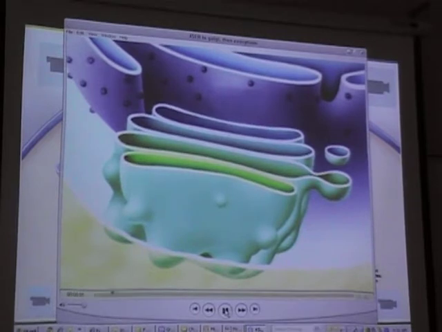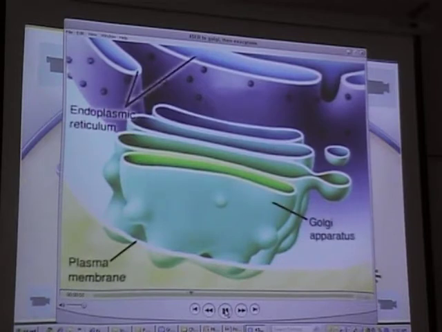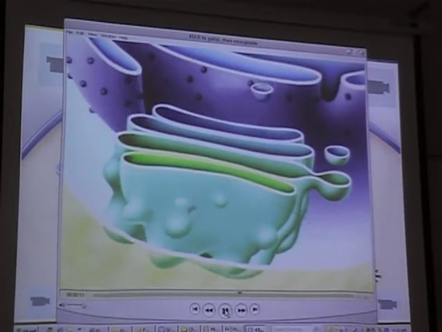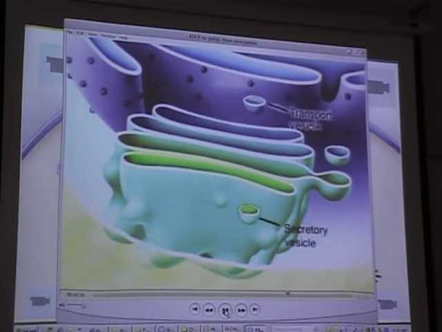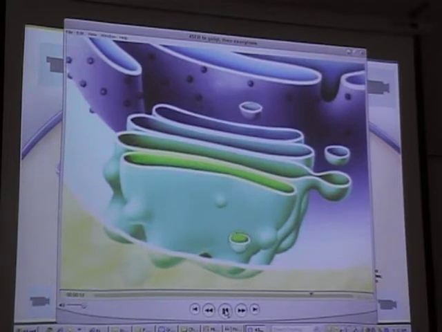The endomembrane system consists of the endoplasmic reticulum and Golgi apparatuses. Vesicles pass from one part of the endomembrane system to another, and secretory vesicles from the Golgi apparatus merge with the plasma membrane, secreting their contents by exocytosis.